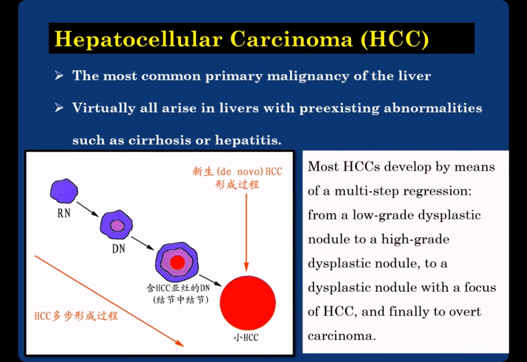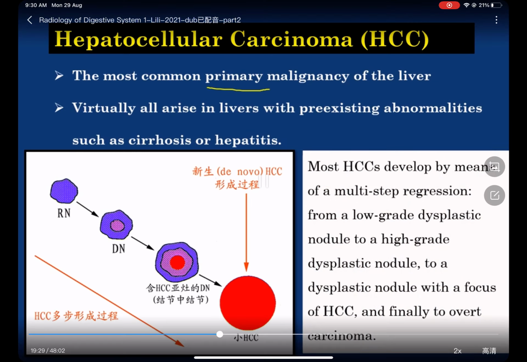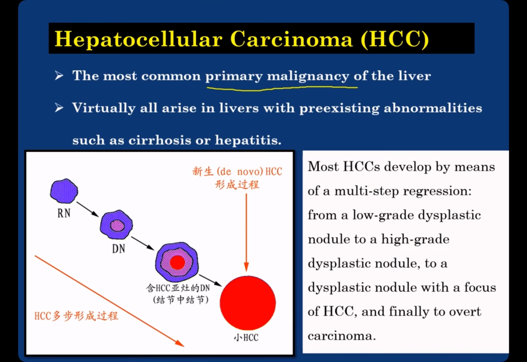The second disease is hepatocellular carcinoma, named HCC. HCC is the most common primary malignancy of the liver. Metastasis is the secondary malignancy, and HCC is the primary malignancy of the liver. Usually, HCC will arise in livers with pre-existing abnormalities such as cirrhosis or hepatitis.